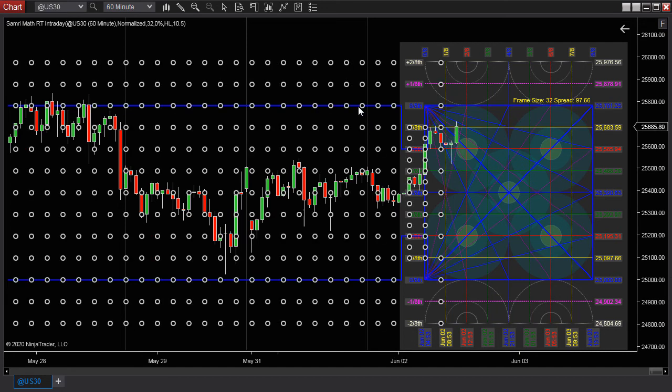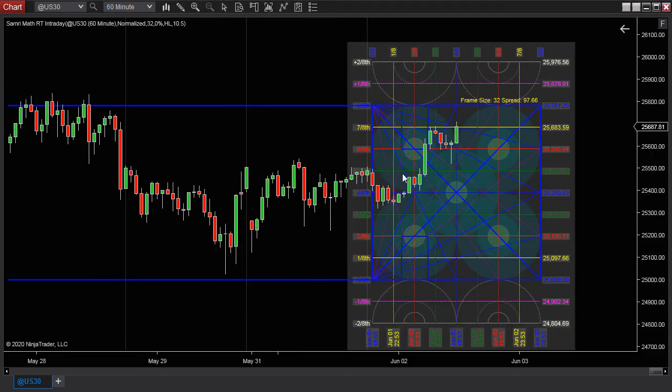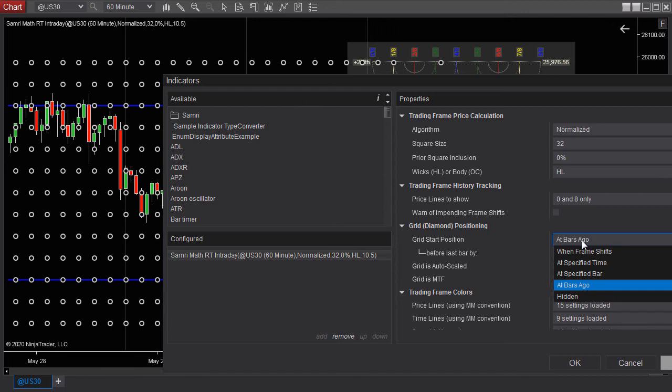I made a bad choice. 5 does not cut it. Let's say we want 15 bars before. Okay, so you see what happened? The grid start moved to 15 bars. These are 15 bars before the current bar that is working. No matter where the frame shift occurred, we are fixing the start of our grid at a specific number of bars before the current bar.